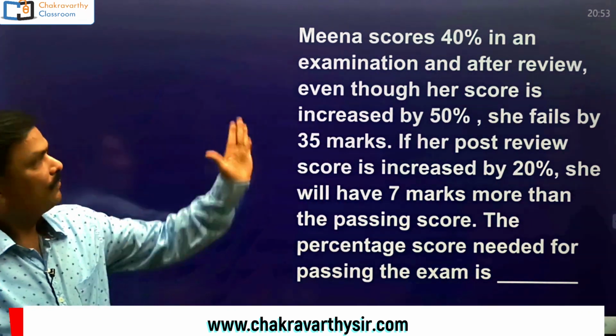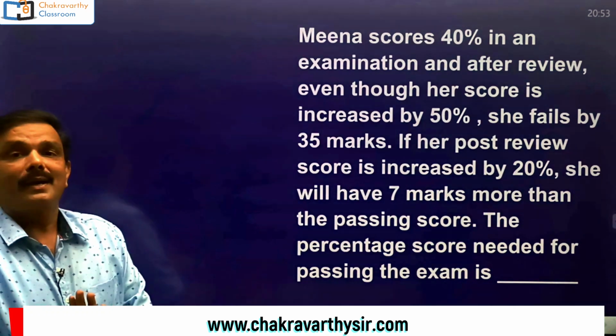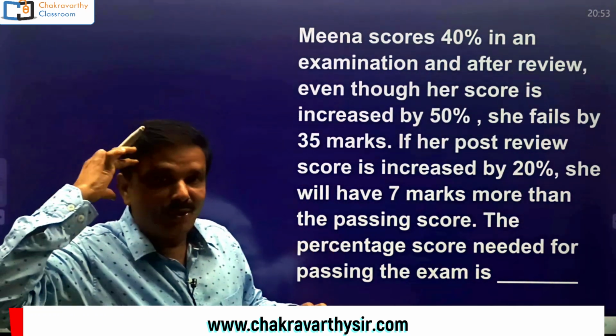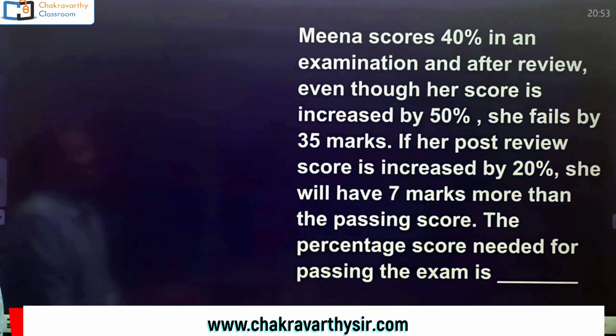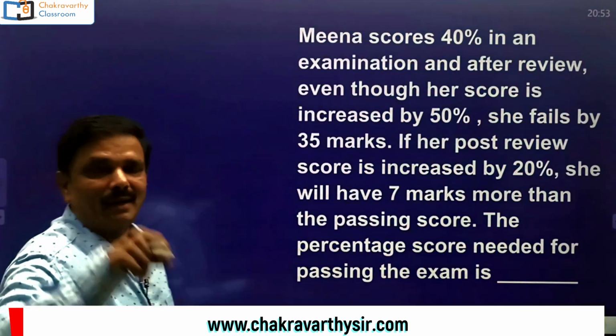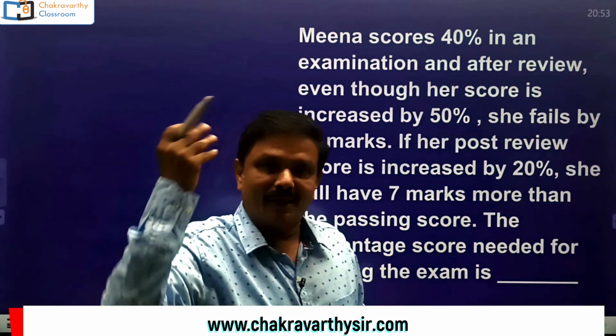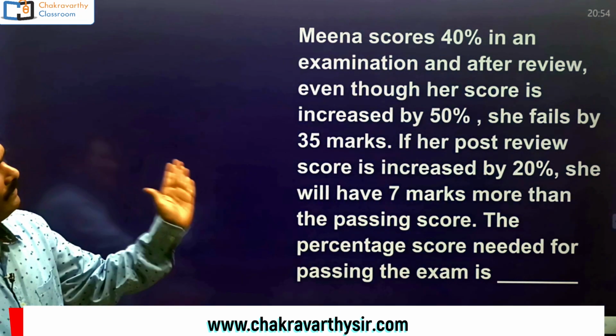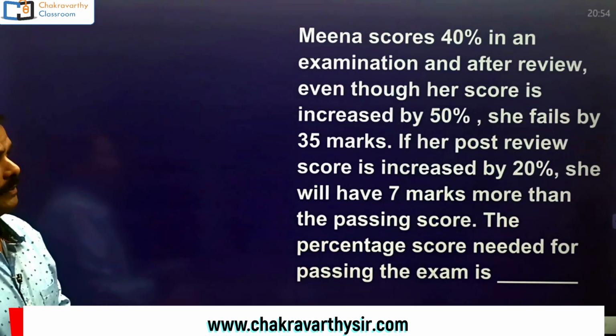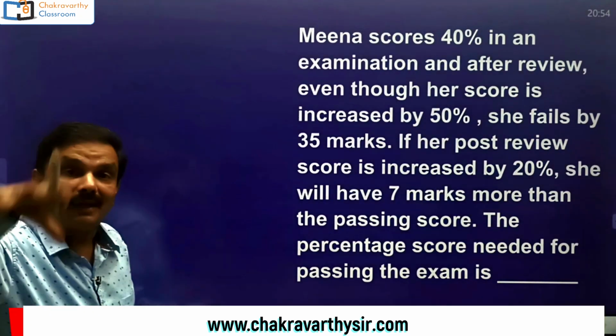First, read the question properly and try to analyze it in your mind while reading. What is given here? Meena scores 40% in an examination. Simple statement, she got 40% of the marks. In your mind, that is already fed. Next, after review, her score is increased by 50%, but she still fails by 35 marks.